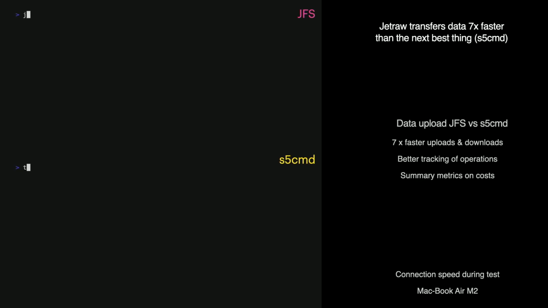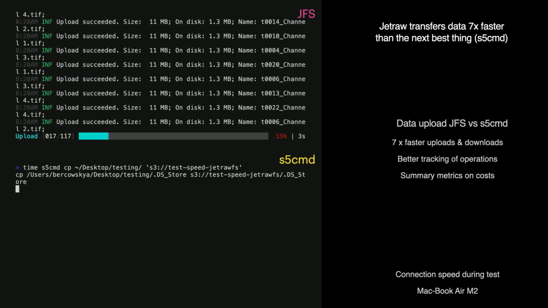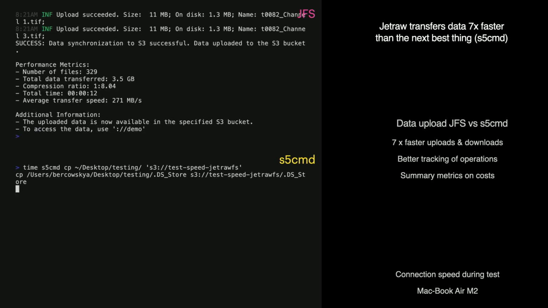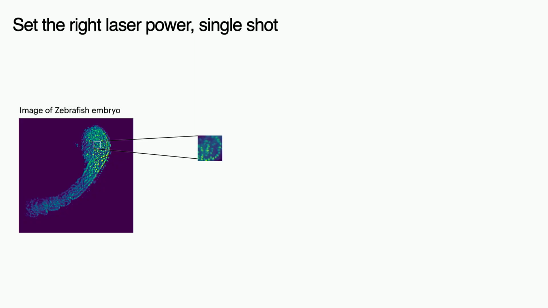The other advantage that everyone likes is performance. So here we compare our transfer manager, JFS, with the second best, S5CMD, on transferring a data set. So you'll just see the performance. They just start. JFS takes about 12 seconds. Done. Okay, a few more, maybe 20. And S5CMD hasn't started yet. And I'm not going to wait because it takes about 2 minutes to transfer the data.